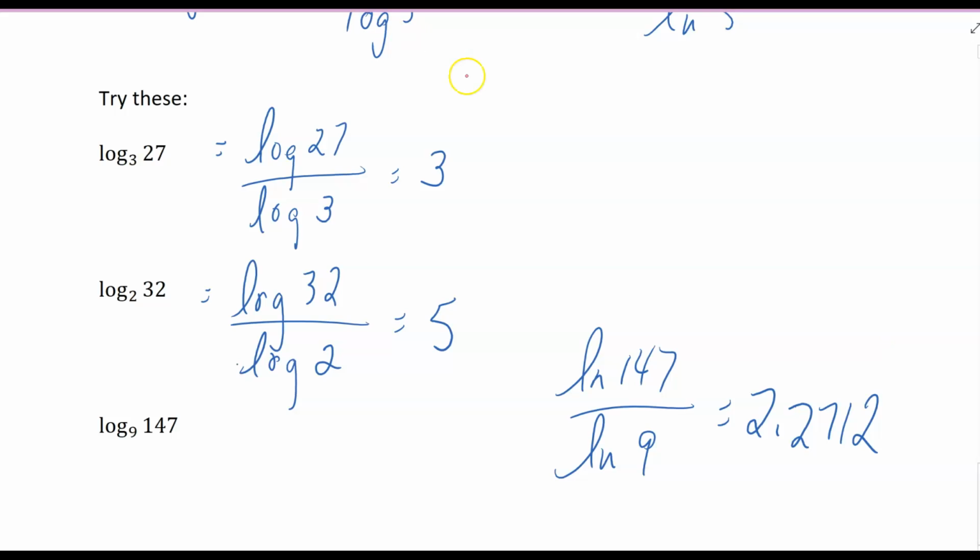This means, just translating, that 9 to the power of 2.2712 is equal to 147. Now remember, this is rounded. It's not going to be the exact, but let's just check it. 9 to the power of 2.2712. And you'll see we get 146.985. Now that difference is only because I rounded here. The more decimal places I keep, the more it would be exact when we try reversing the operation.